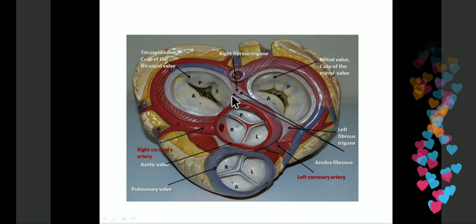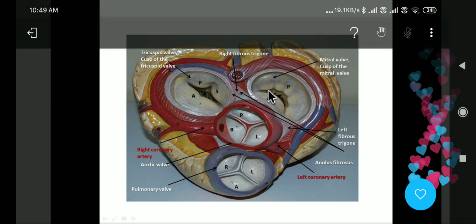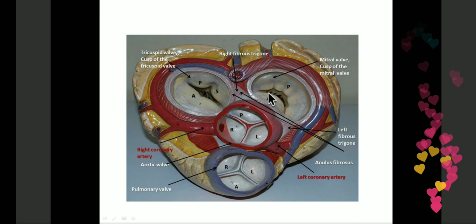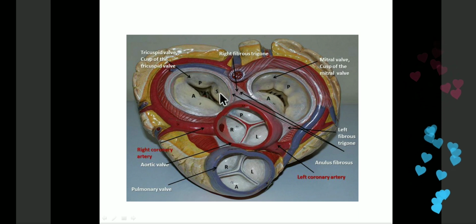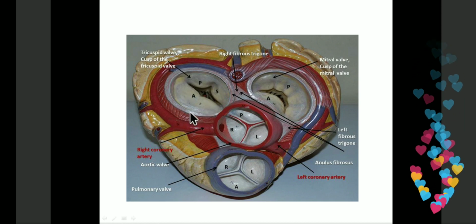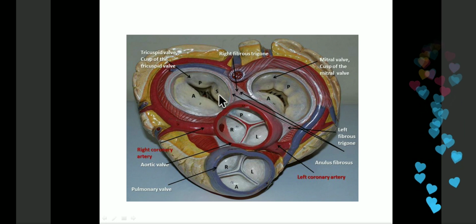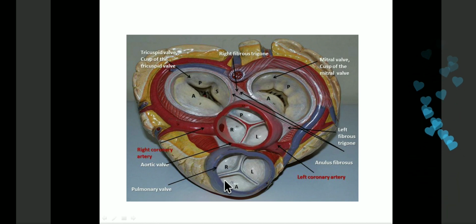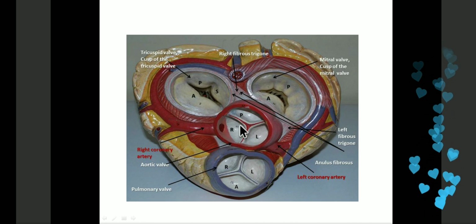If we look at this, there's a cut section through the various valves of the heart. This is the bicuspid valve or the mitral valve between the left atrioventricular orifice, with an anterior and a posterior cusp. Between the right atrioventricular orifice is the tricuspid valve, which has one anterior, one posterior, and a septal cusp. As far as the pulmonary trunk and the aorta are concerned, there are three cusps present over here.